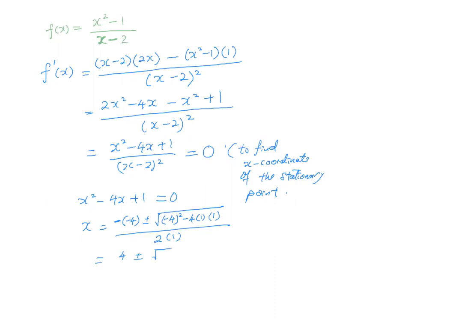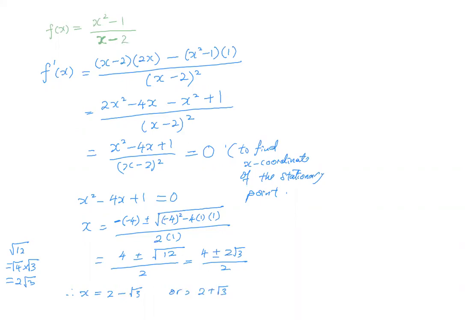Now you can use the calculator, 12 divided by 2. Square root of 12 is square root of 4 times square root of 3. So this is 2 root 3. So I can simplify this as 4 plus or minus 2 root 3 over 2. So therefore, my two values of x will be 2 take away root 3 or 2 plus root 3, if the question wants exact coordinates.